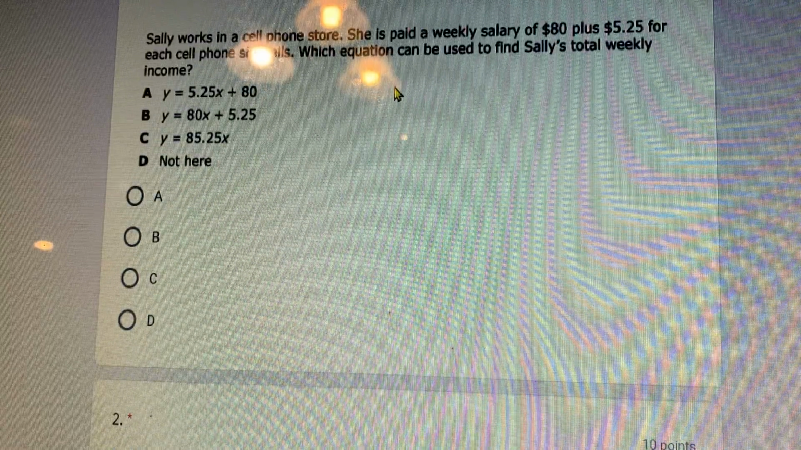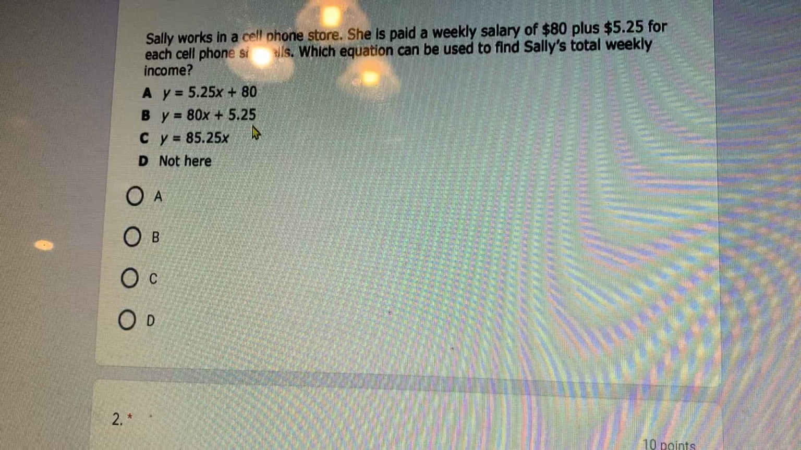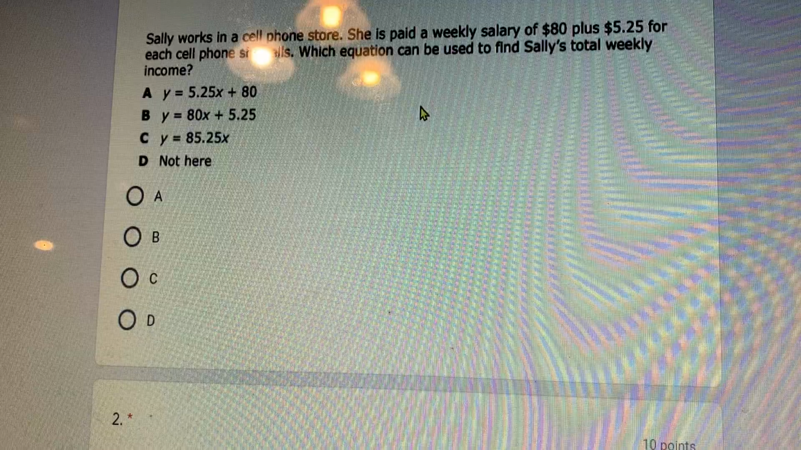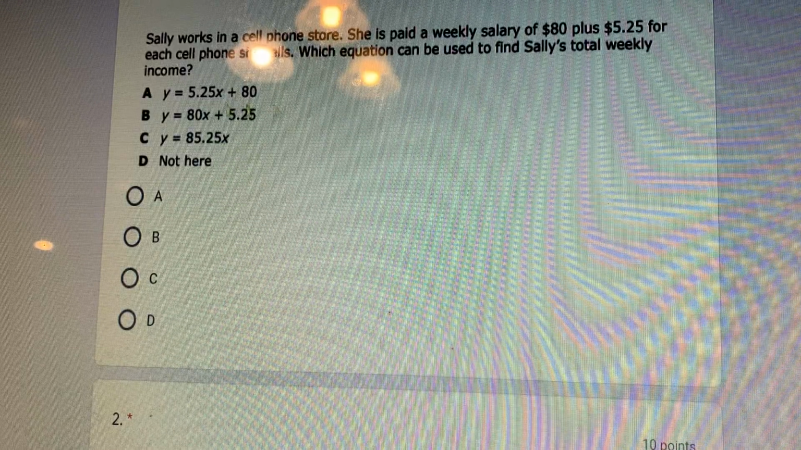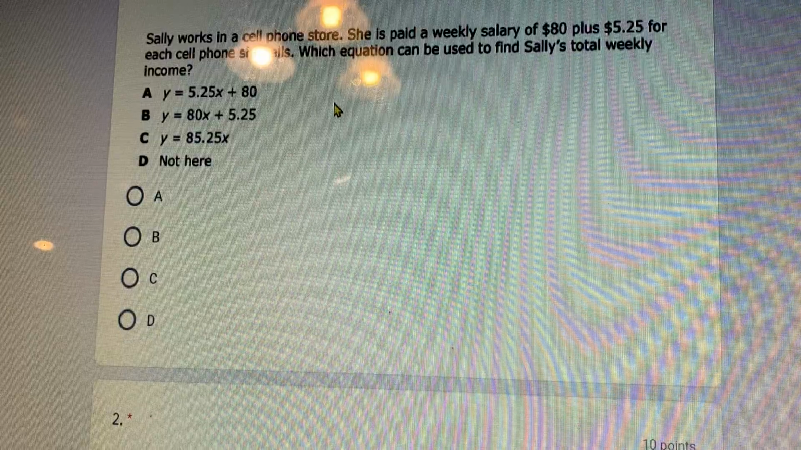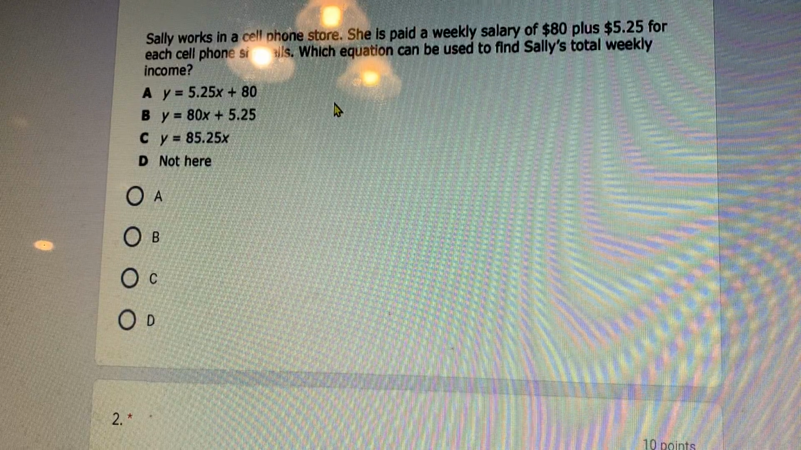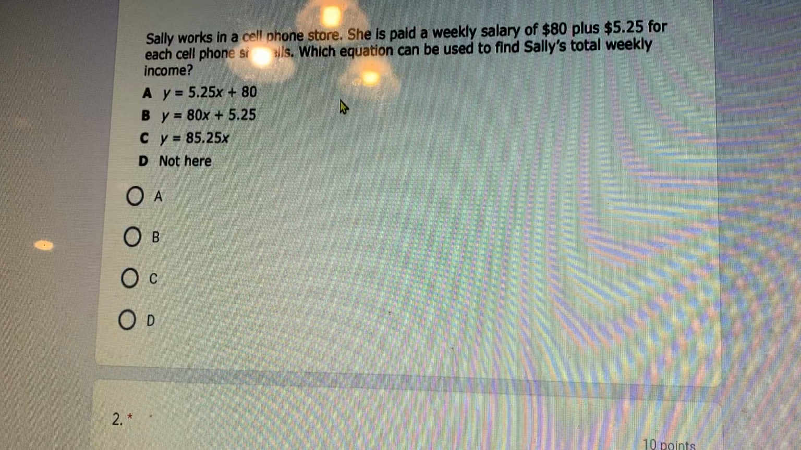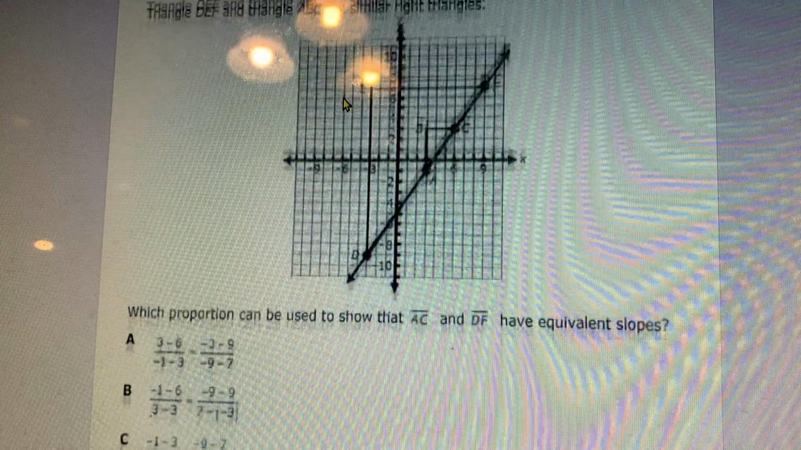So, number 1 talks about a linear equation. Remember, in a linear equation, you have a slope and you have a y-intercept. Your y-intercept is what that extra amount is. That slope is kind of like your unit rate. What do you do every hour? What do you do each day? What do you do per week? Okay, that's all that is.